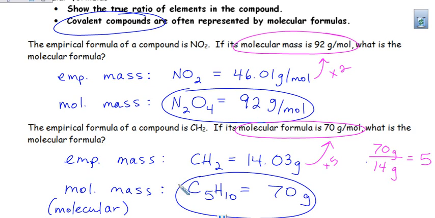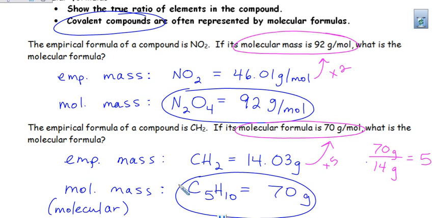Super easy, right? If you have problems like these two, you really don't even need to show work for these. You can do this all in your head, in your calculator. Compare the empirical mass to the molecular mass to find that multiplier. How much bigger is the true molecular mass? Then you'll just multiply your empirical formula by that same little multiplier to get the true larger ratio.